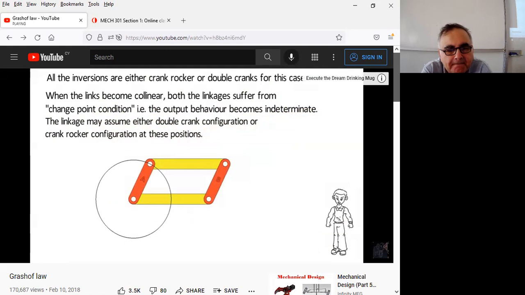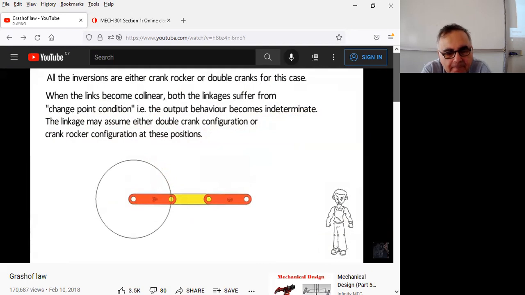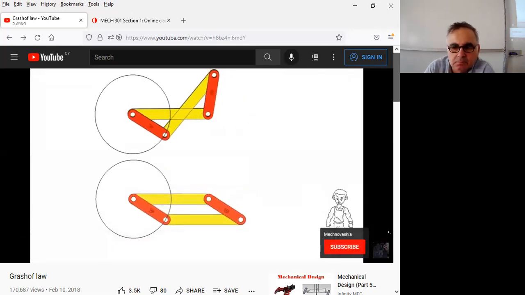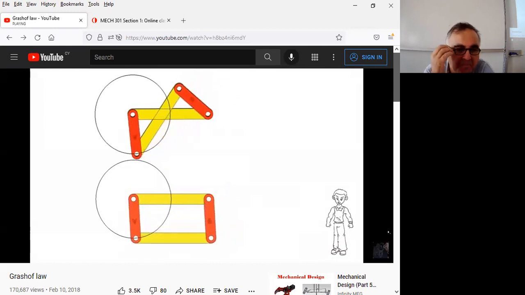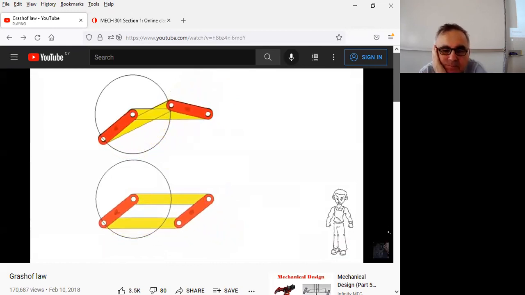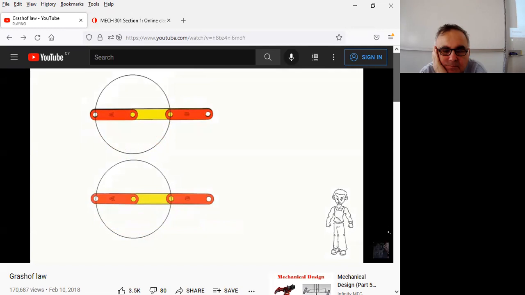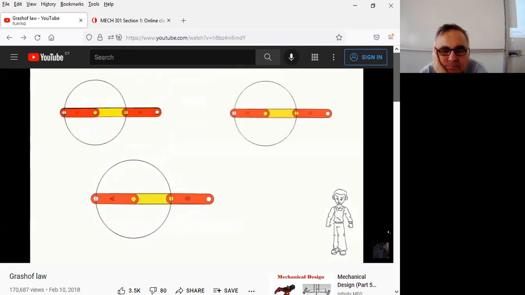As the crank rotates, the links become collinear. This is the first change point condition. Now, at this position, motion of link B becomes unpredictable. It can go either of the two ways. Now as the input crank, that is, link A, rotates further, links become collinear again. This is the second change point condition. Motion of link B is again unpredictable at this position. It can go either of the two ways as shown.